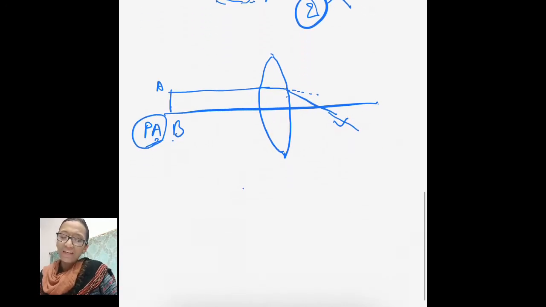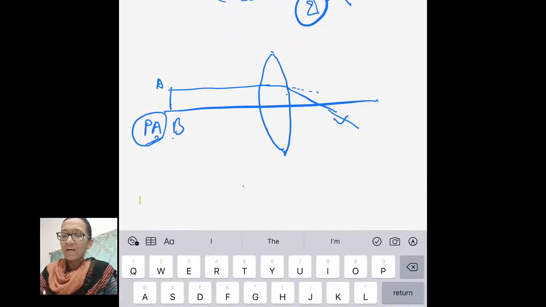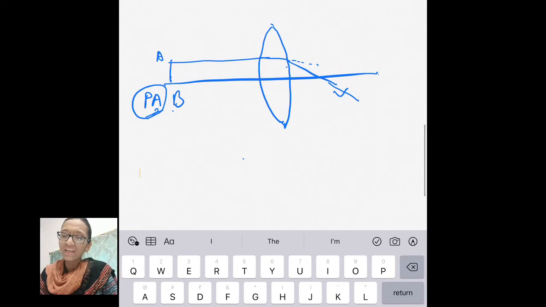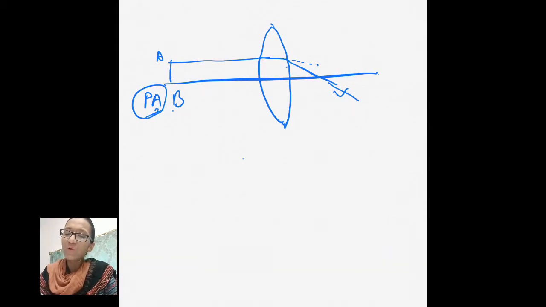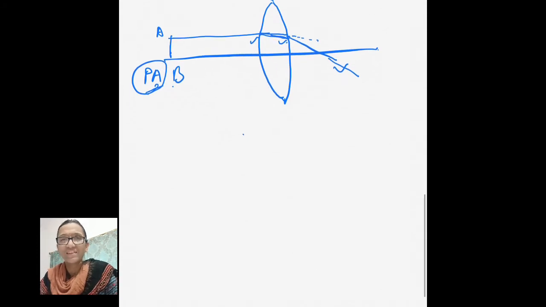So you see that the ray is bending in both the two refractions at the two surfaces towards the principal axis, in the downward direction. All such lenses which bend the ray towards the principal axis are called converging lenses.